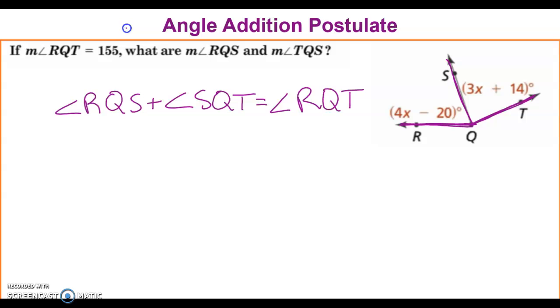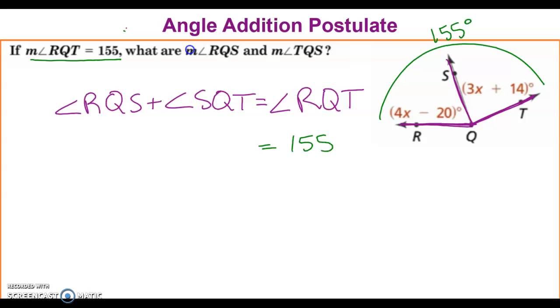So what we do is we create an equation to help us solve for x and then find those two missing angles that we don't know. Let's see what we do know about this problem. First, it tells us that angle RQT, the entire obtuse angle, is 155 degrees. So we can actually replace RQT in our equation with 155. So those two smaller acute angles are going to be added together to equal 155 degrees. So RQS is 4x minus 20, and then angle SQT is 3x plus 14.